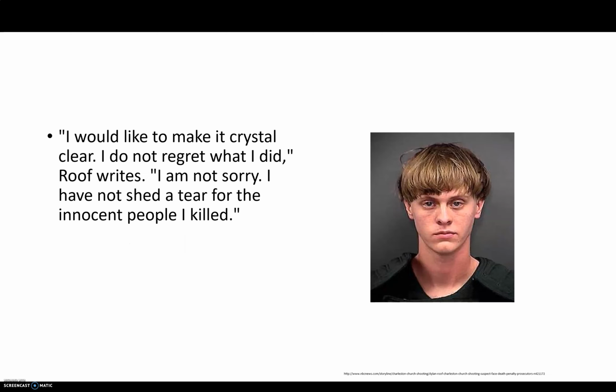So personality disorders. This is an example, and I don't know if he's received this diagnosis, but he certainly seems like he would fit the bill. Dylann Storm Roof, who shot 9 people in a church in Charleston, South Carolina. He said, "I would like to make it crystal clear, I do not regret what I did. I am not sorry. I have not shed a tear for the innocent people I killed."